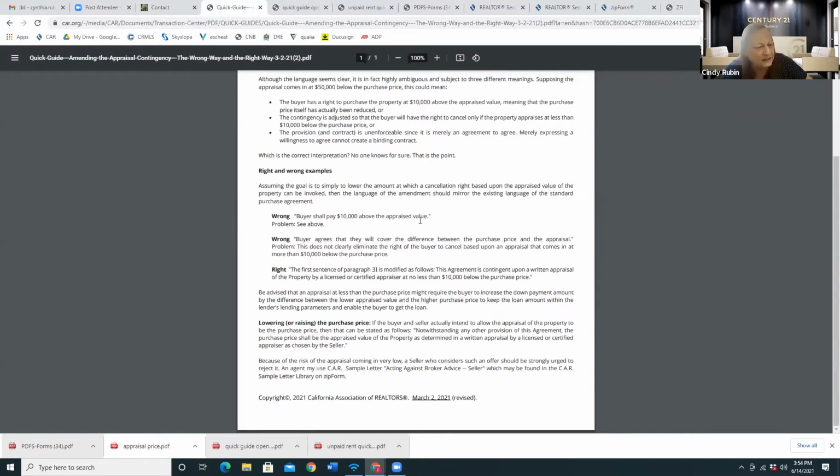Buyer shall pay $10,000 above the appraised value. They think that's a problem. Then they give the reasons. What they think you should say, let's just say the buyer has agreed to pay $10,000 over the appraised value. The first sentence of paragraph 3I, which is the paragraph that talks about it, is modified as follows. This agreement is contingent upon a written appraisal of the property by a licensed or certified appraiser at no less than $10,000 below the purchase price.